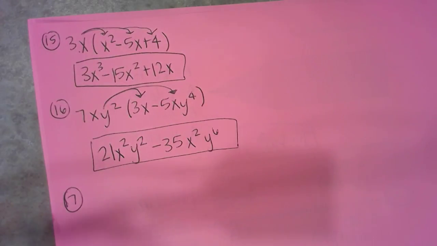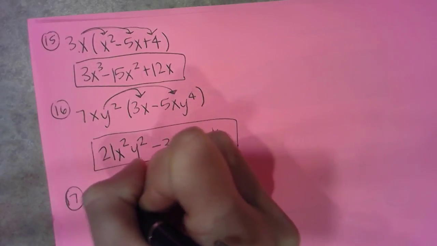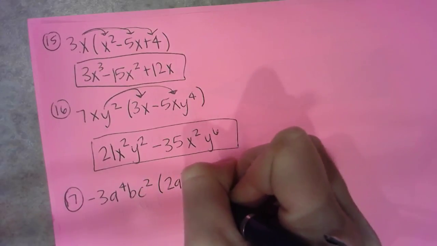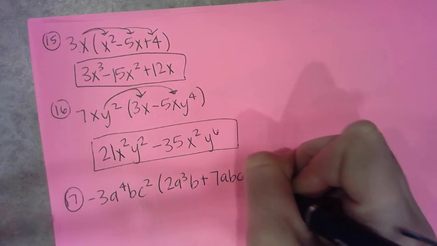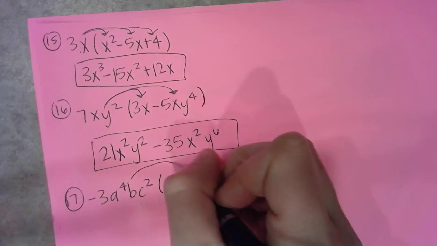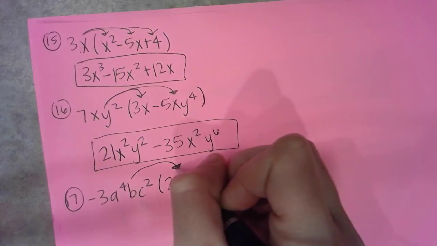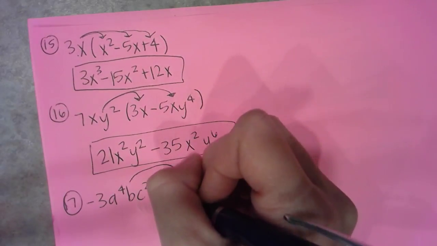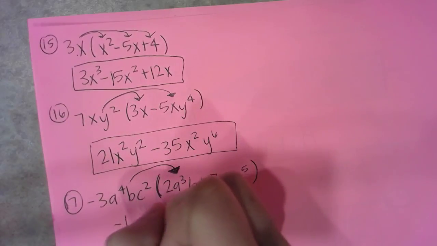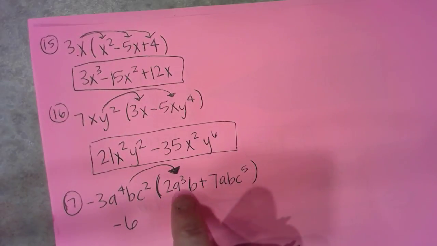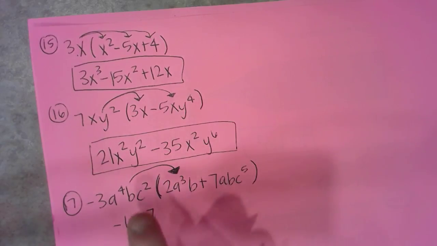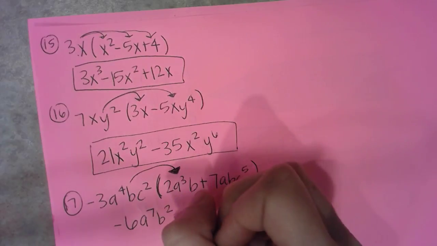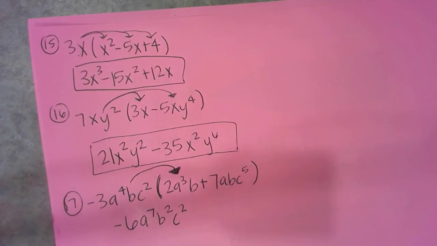For 17, I've got negative 3a to the 4th bc squared times (2a cubed b plus 7abc to the 5th). Same thing, it's just a little bit harder. So I'll start by distributing the outside to the first term inside the parentheses. Negative 3 times 2 is negative 6. A to the 4th times a to the 3rd is a to the 7th. B times b is b squared. And then c squared has nothing to multiply with, but I still need to bring it down as c squared.